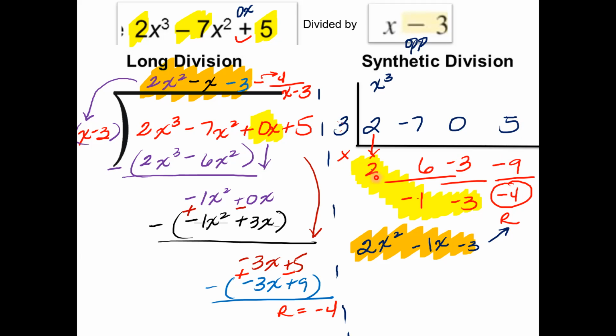You're going to start off with these numbers, 2, negative 1, negative 3. And you're going to reduce the exponent by 1 power. So cube, reduce it down, gives you a square. So 2x squared minus 1x minus 3, your remainder is a negative 4. Okay, and if you look at this right here, this is exactly the same as what we had here with long division, except it's just synthetic division.